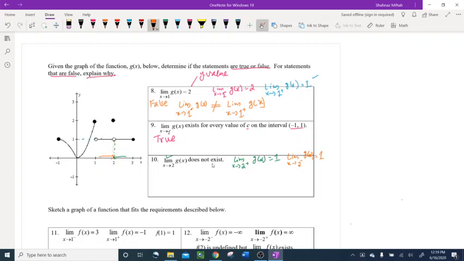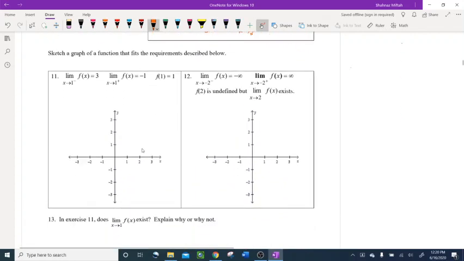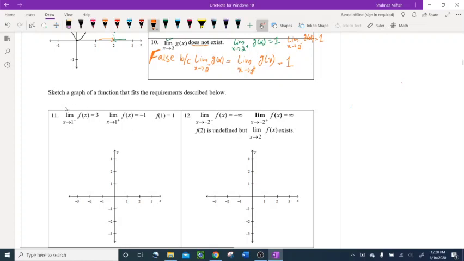But they said the limit does not exist, so that's false. Okay, the limit does exist. You're going to say that because limit x approaches 2 from the left of g of x is equal to limit x approaches 2 from the right of g of x, and both of them are equal to 1. So yes, the limit does exist. But since they said does not, then it's false. Okay? And I gave them the reason. Now these are just the review that we did in a few videos on the graphical approach. Let's try and graph this.